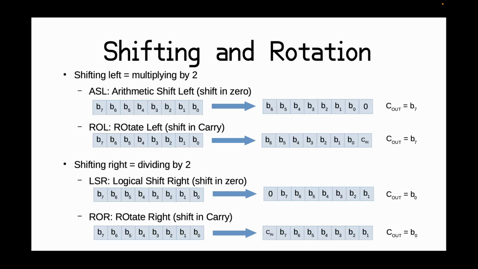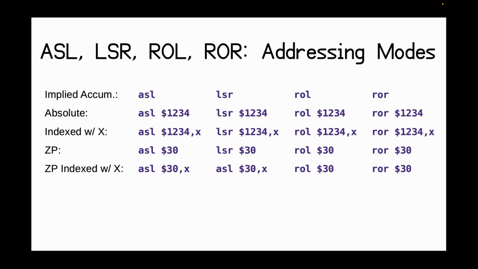Like with ASL and ROL, LSR and ROR can be chained to shift multi-byte values right and divide large numbers by 2. Going through these chains multiple times can multiply or divide by any power of 2. All 4 shift and rotate instructions have the same set of addressing modes available. They can all operate on just A using the implied accumulator mode. If there is an operand, then the operation is happening directly to a location in memory, with the accumulator left untouched.